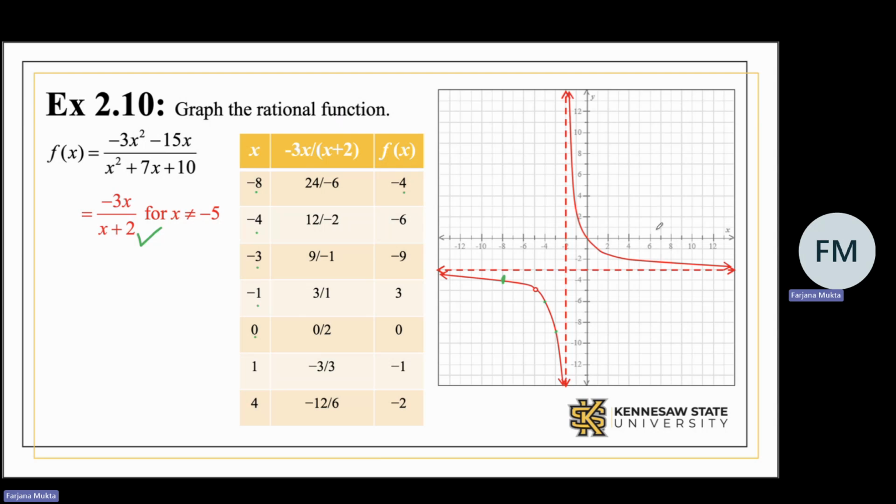Okay, on the other side as well, -1, 3. -1, 3 is here, 0, 0, this one, +1, -1 here, and 4, -2 is here, right? So on the right part, the graph is going to look like this, passing through these points. All right.